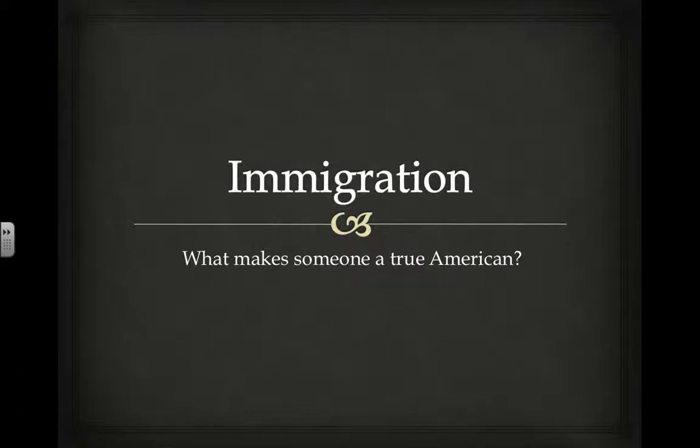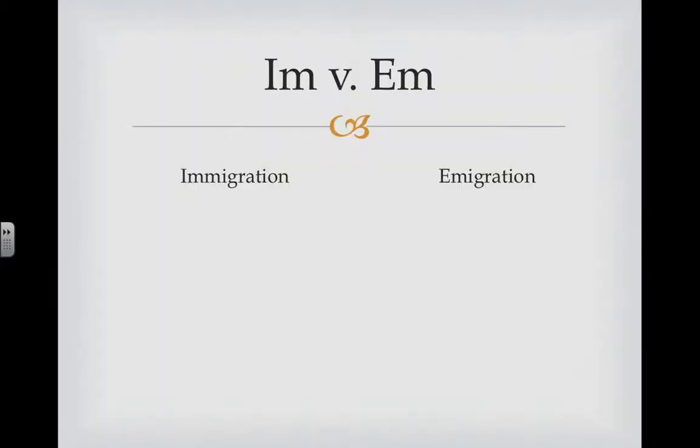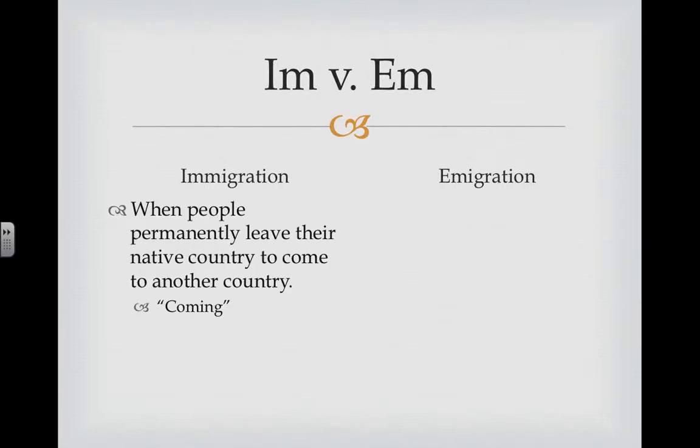About immigration. And so my large question for you is, what makes someone a true American? First of all, we need to understand the difference between immigration and emigration. And yes, they're both words, and yes, there's a major difference. Immigration is when people permanently leave their native country to come to another country. So people that come to America are immigrants. They are immigrating, and that is the process of immigration.